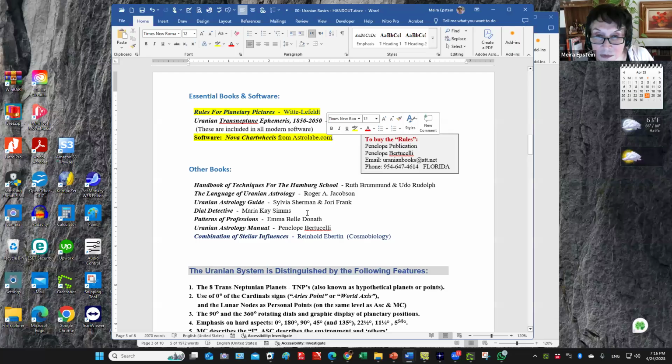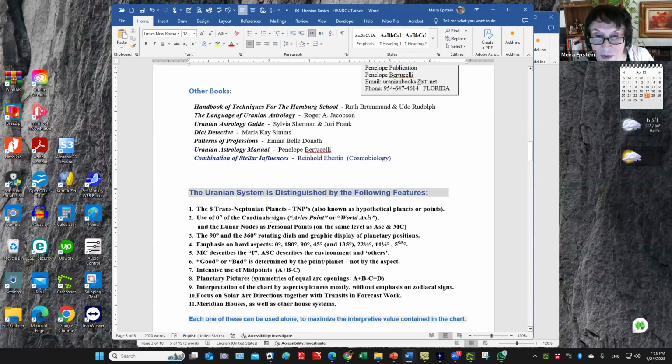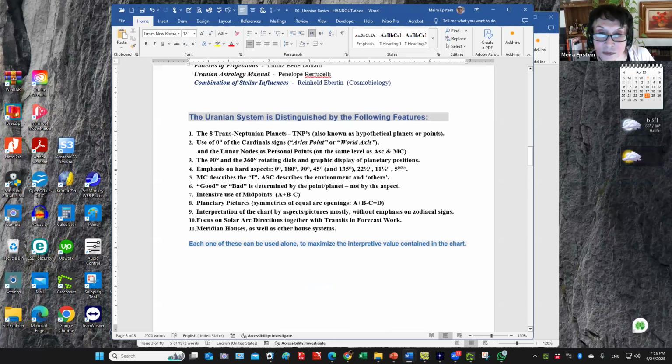Okay, that's okay. So I'm going to skip the other books for now and delve right into this one. The Uranian system is distinguished by the following features, and I call them features. Number one, the 8 Trans-Neptunian planets. I will touch upon these things separately, but I just want to lay it out first. The 8 Trans-Neptunian planets, the TNPs, also known as hypothetical planets or points.